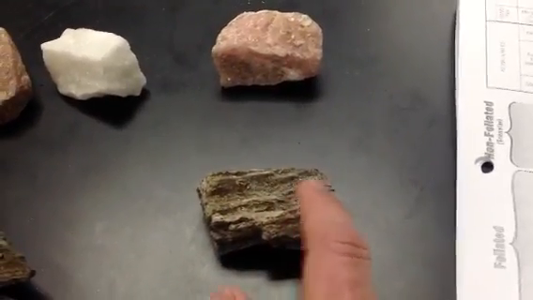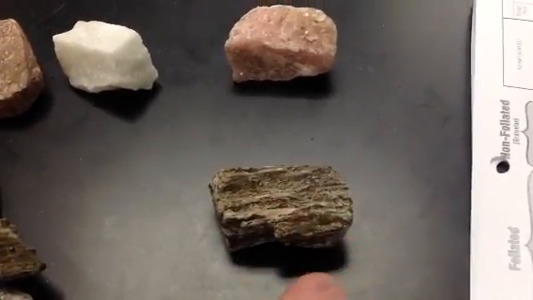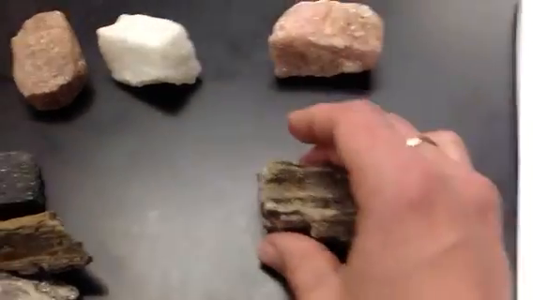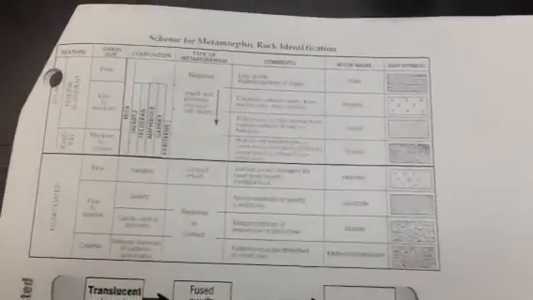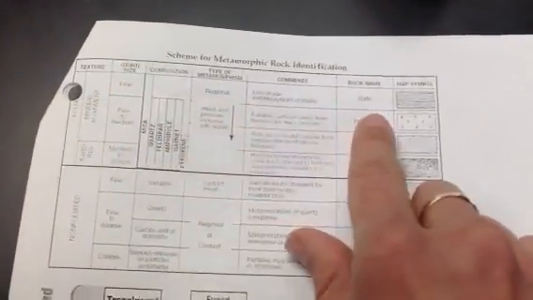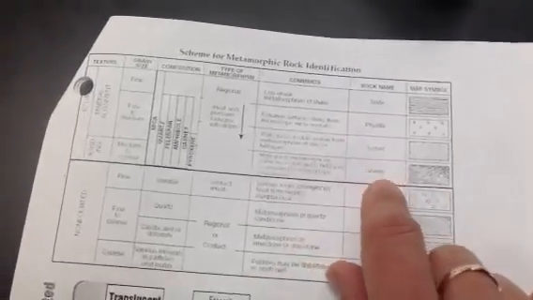The black that you're looking at is hornblende, and the white is quartz. So those are the foliated metamorphic rocks. And if you come over here to this chart, you can see the foliated. We basically went over slate, phyllite, schist, and gneiss.